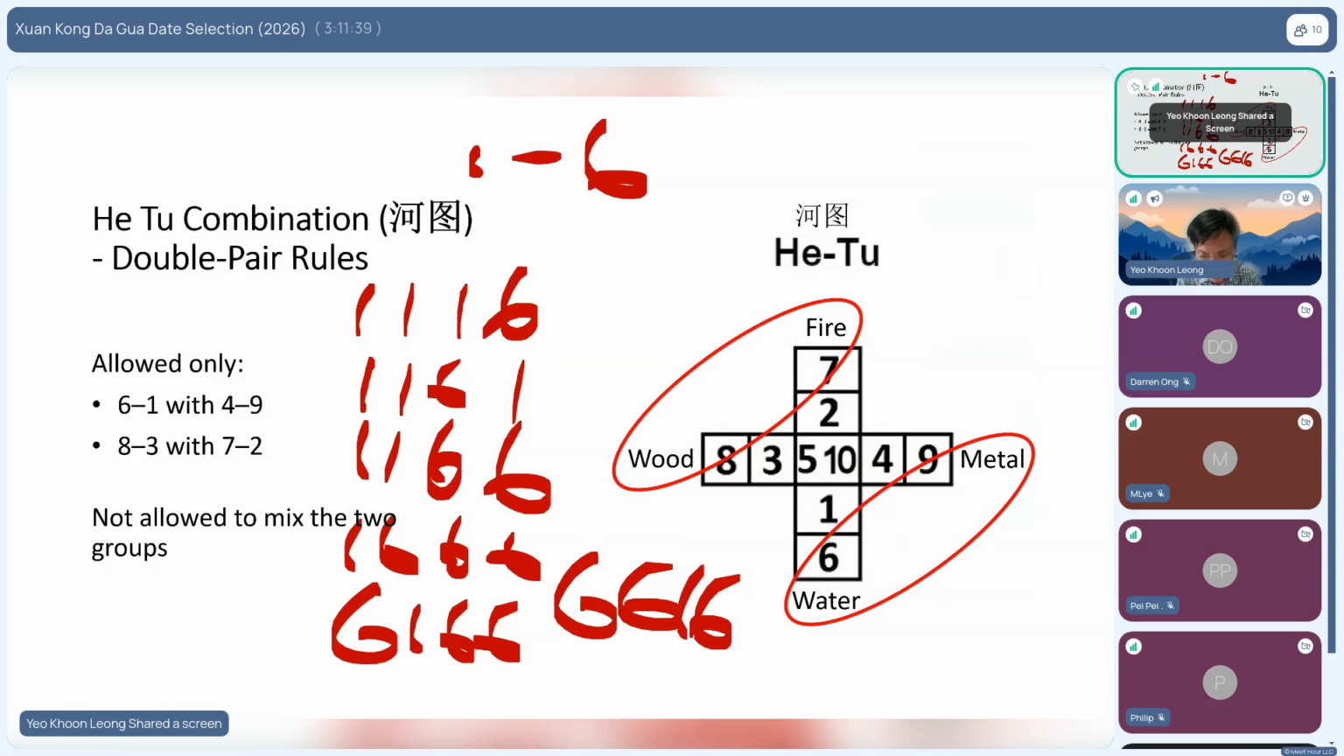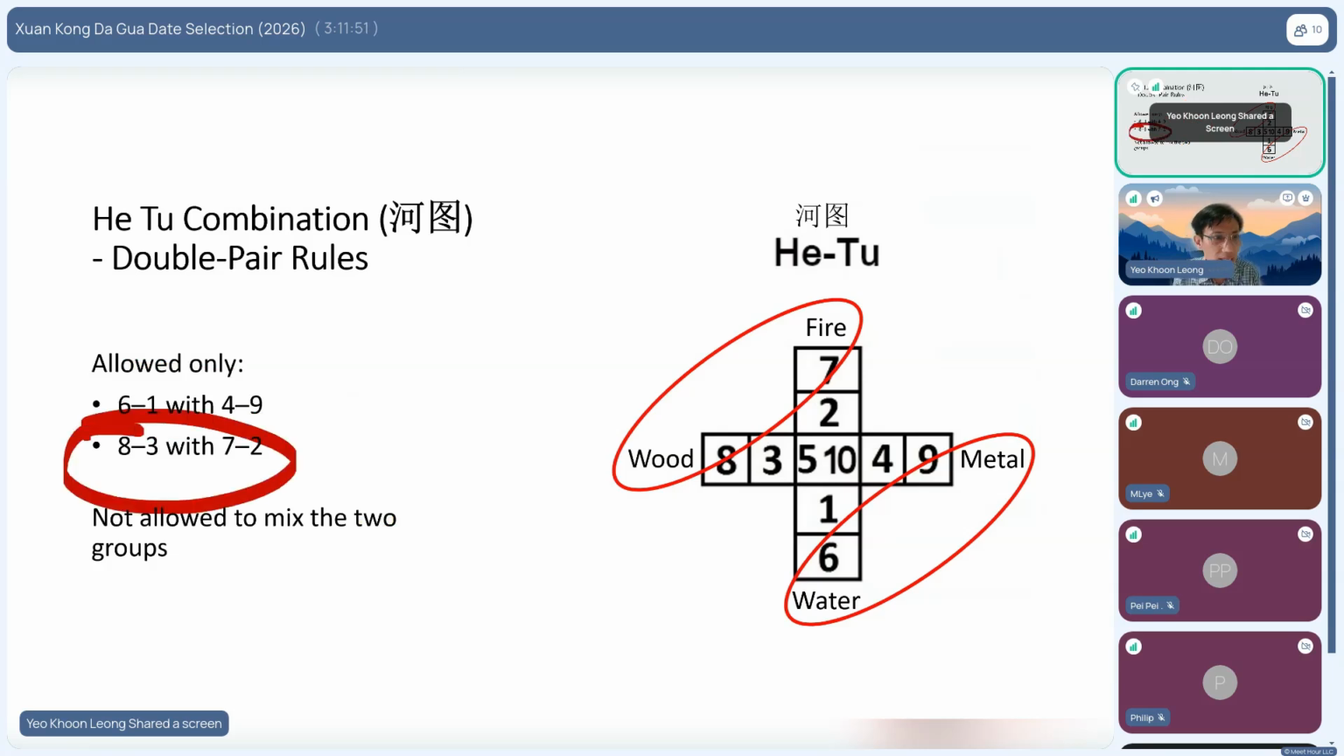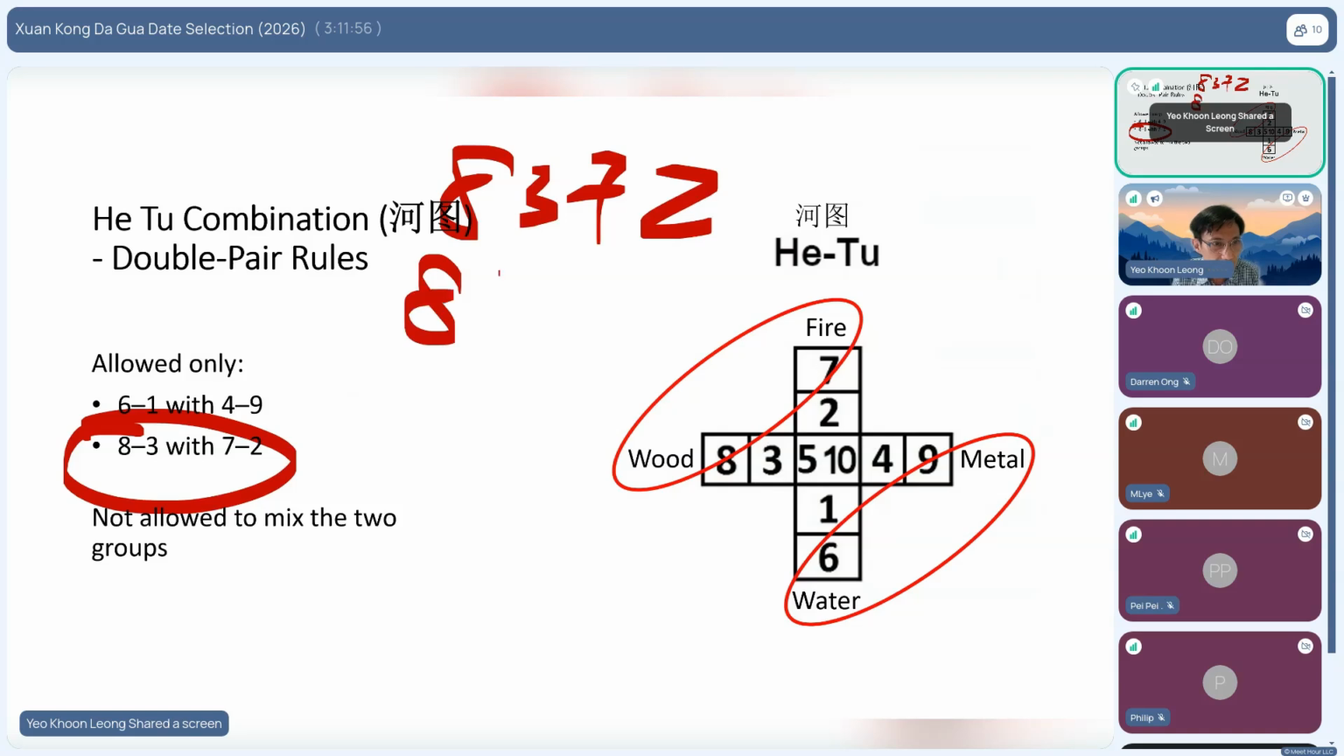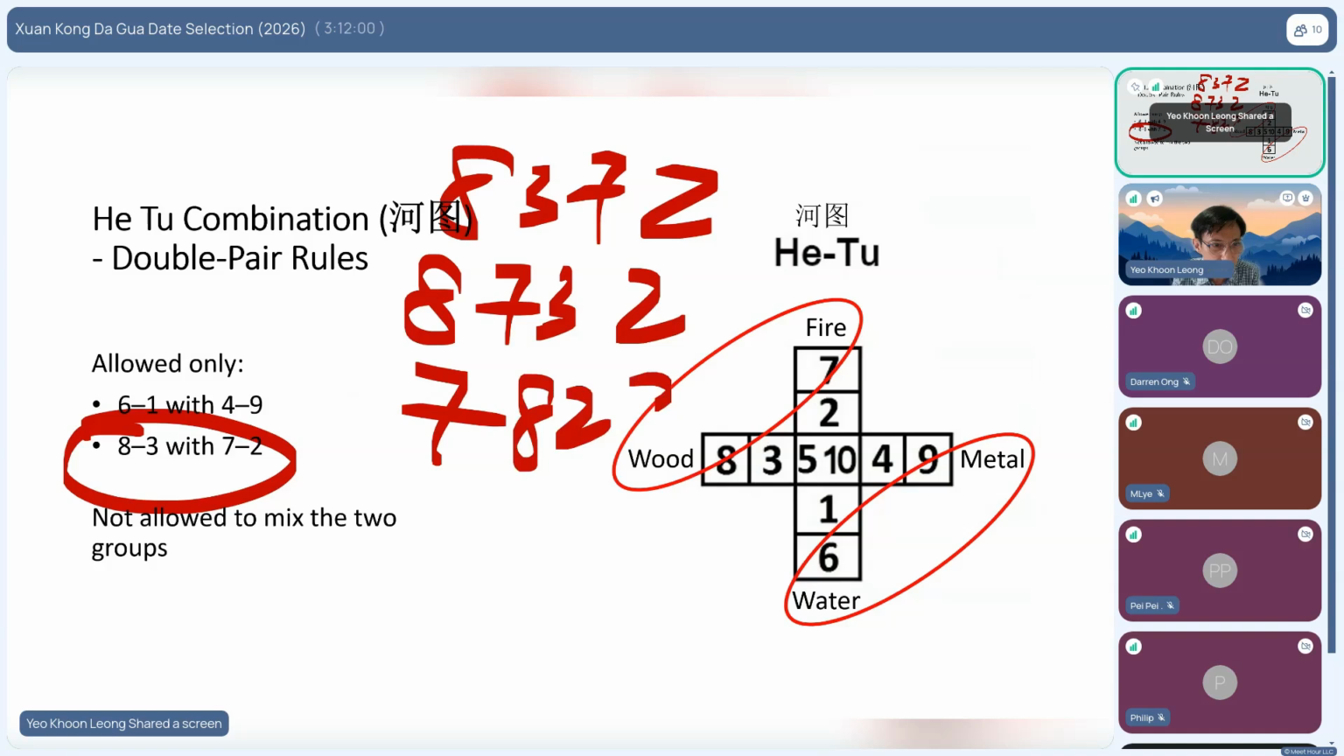But like I say, unless you want to go for this double pair rule, then you must remember only 6-1 can pair with 4-9, 8-3 can pair with 7-2. Now, what do I mean? For example, I use 8-3-7-2. It can show up at 8-3-7-2. It can show up at 8-7-3-2. It can show up at 7-8-2-3. As long as this 8-3-7-2 all there.